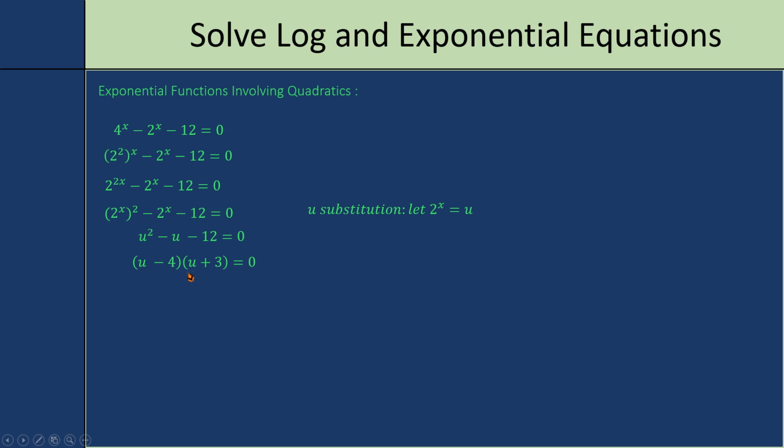I factor: u minus 4 times u plus 3 equal to 0. Right, and then u is equal to 4, or u is equal to negative 3. Now, I'm not looking for u, I'm looking for x, so I have to plug the 2 to the x back in for u. Right, so I have 2 to the x equals 4, and 2 to the x equals negative 3. Well, here 2 to the x is equal to 4, x has to be equal to 2, right? And there is no number that I can raise 2 to get negative 3. Okay, so this second equation has no solution. So I have x just equal to 2.